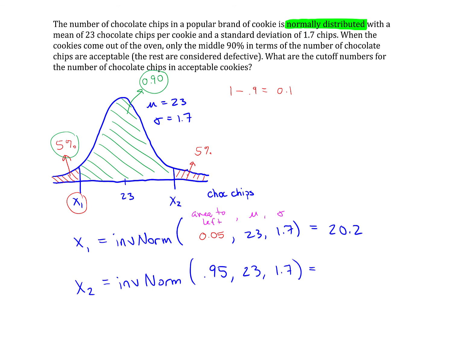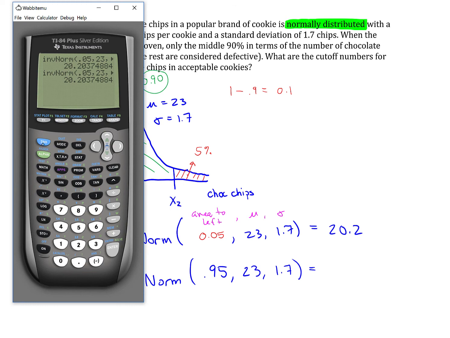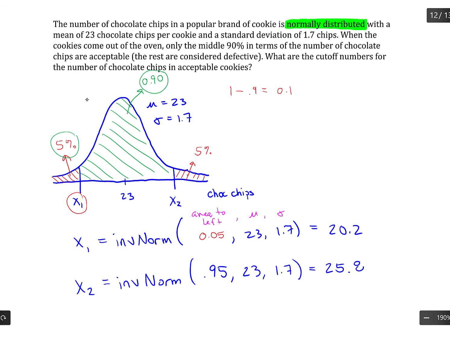So, using the calculator, second vars, down to inverse norm, 0.95, the mean and standard deviation are the same, and there we go, 25.8. And there are the boundaries of the middle 90%.